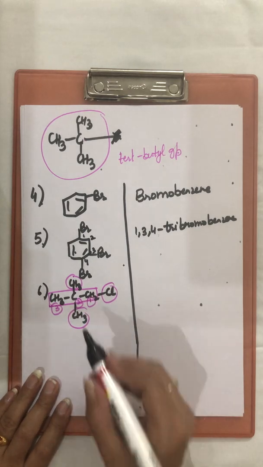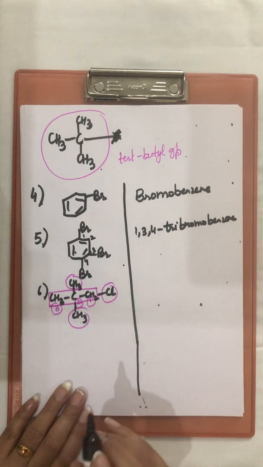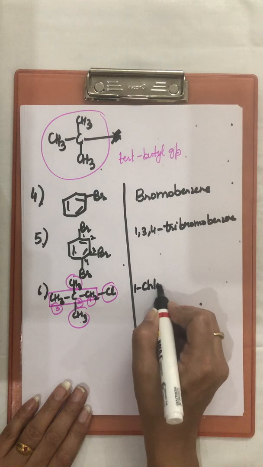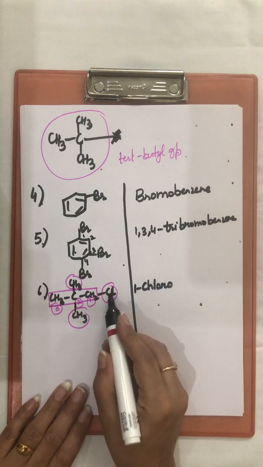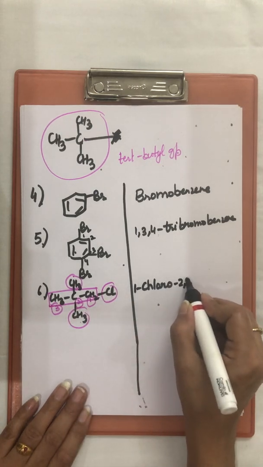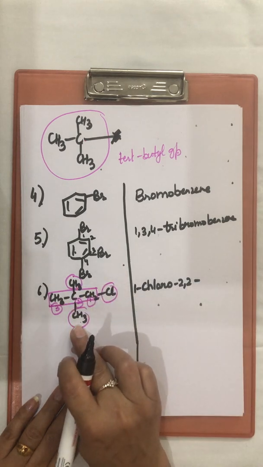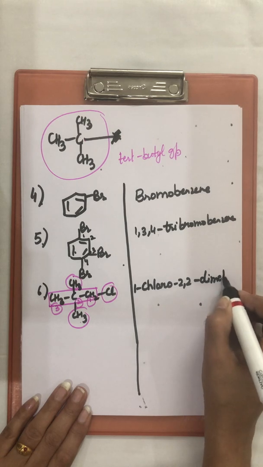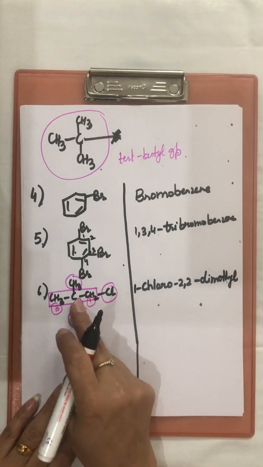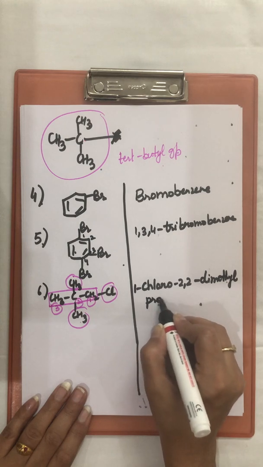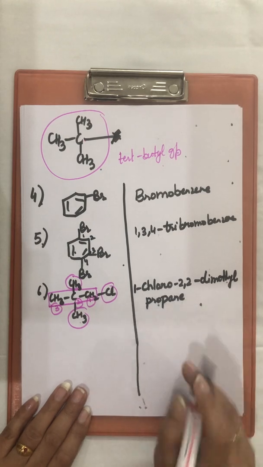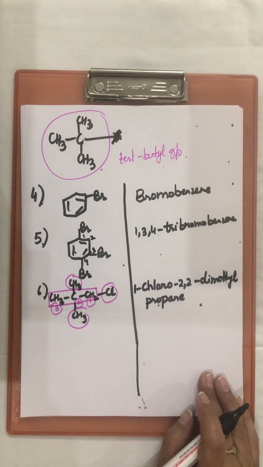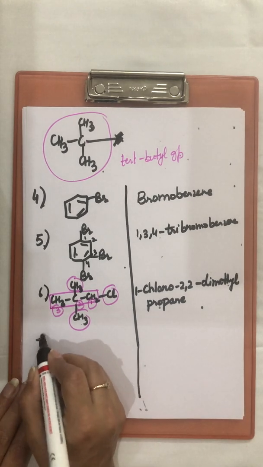Now for the name of this compound, write the names of substituents in alphabetical order. So first will be chloro. Chloro is attached to the first carbon atom, 1-chloro. Then with the second carbon atom, we have 2 alkyl groups, that is methyl group. So it is 2,2-dimethyl. And then the name of the parent chain, that is propane. So the IUPAC name of this compound is 1-chloro-2,2-dimethyl propane. Next example.